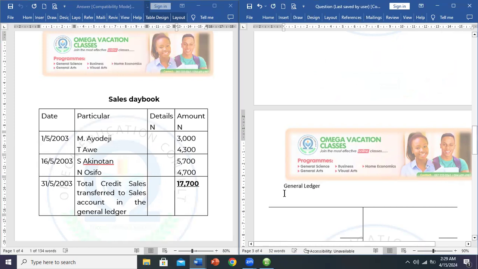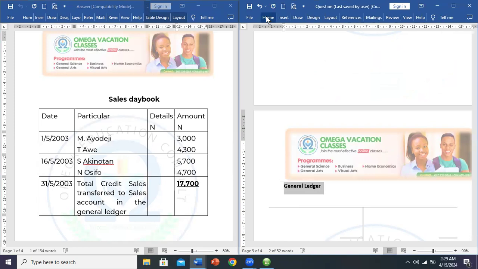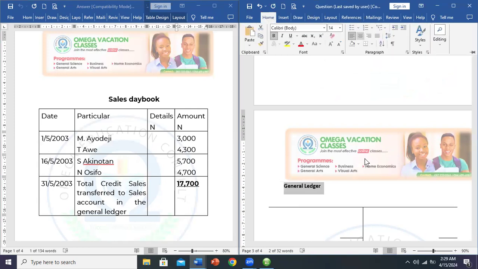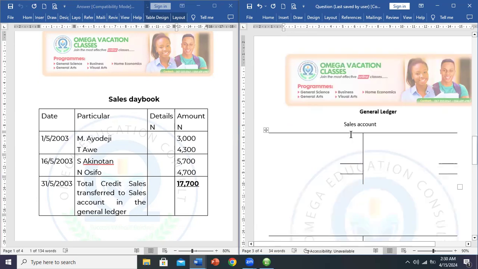So under the general ledger, we'll now open the sales account. So let me open the sales account here. Good. Now, what are we going to do to this account? We need to credit it, because anytime you sell goods, you credit it. What date are we using? We'll use the closing date, as that is what is attached to the total. So 31st March 2003.